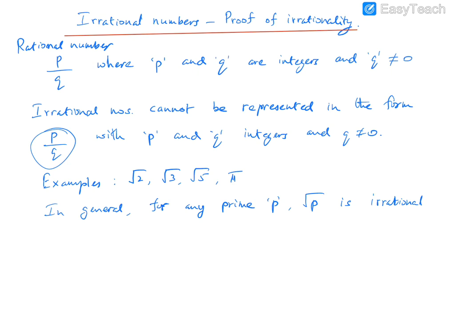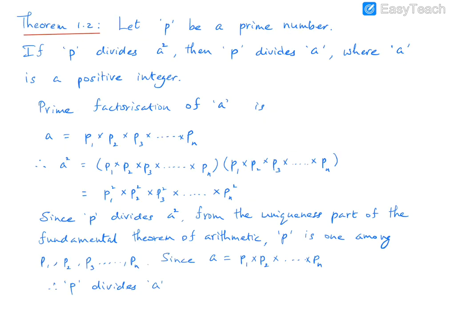But before we go into the method itself, we will use a particular theorem for proving irrationality of a number, and that theorem is derived from, or is an extension of, the fundamental theorem of arithmetic. And what this theorem says is that if we have some prime number p, and if that prime number p divides another positive integer's square, that is a squared, then that prime number also divides a.